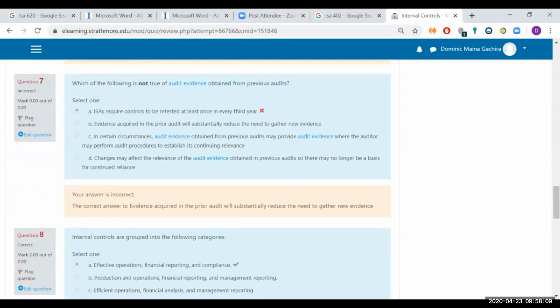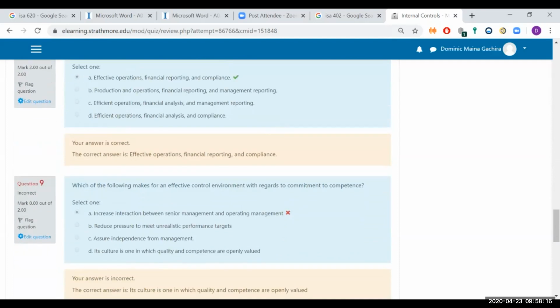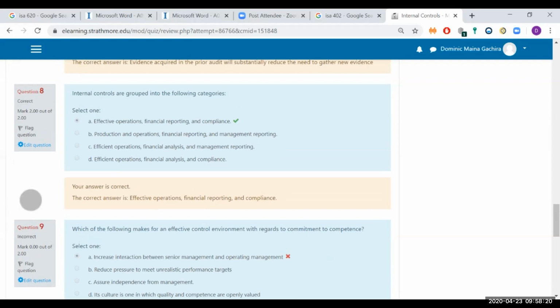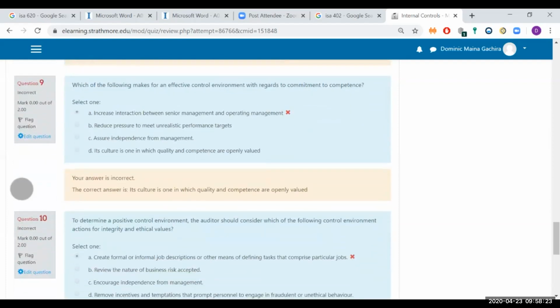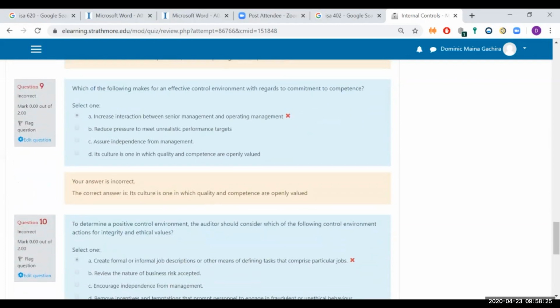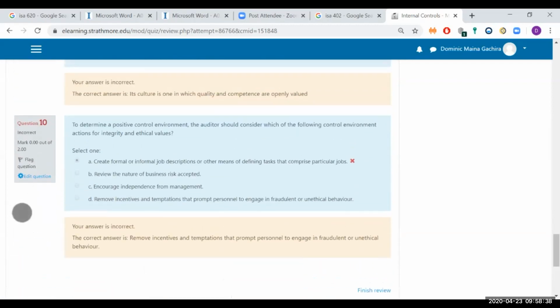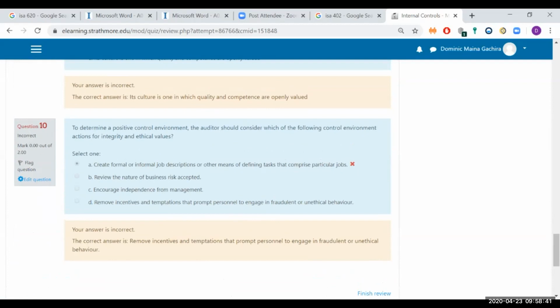Question 7, the correct answer was evidence is acquired in the prior audit, that is B. Question 8, the correct answer is effective operation, financial reporting, and compliance, that is A. Question 9, the correct answer is a culture in which quality and competence are openly valued, that is D. And 10, the correct answer is remove incentives and temptation, that is D. So give yourself a mark out of 20, 2 marks for each correct answer.